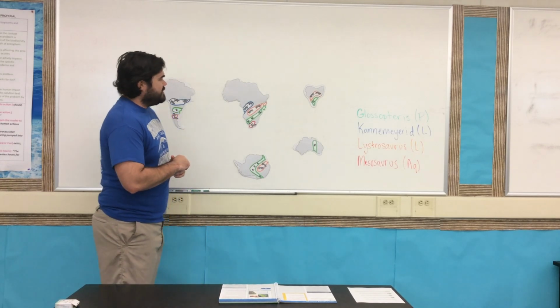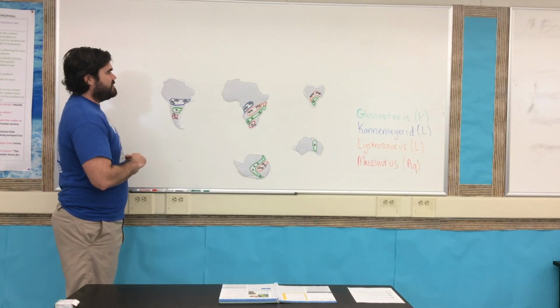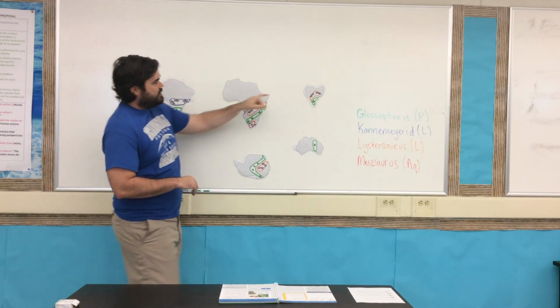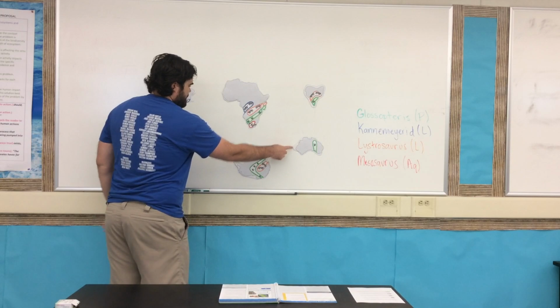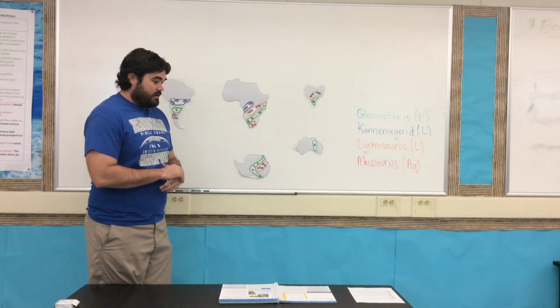As you can see here, we have our continents set up like normal. Right over here we have South America, Africa, this is India, normally connected to Asia up here, Australia, and this is Antarctica. I know it doesn't look that way on your maps, but that is Antarctica.